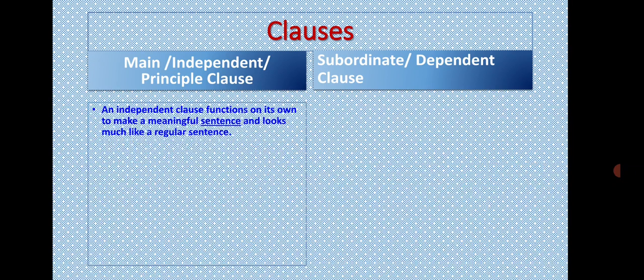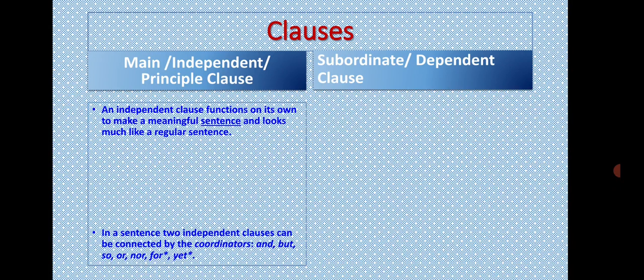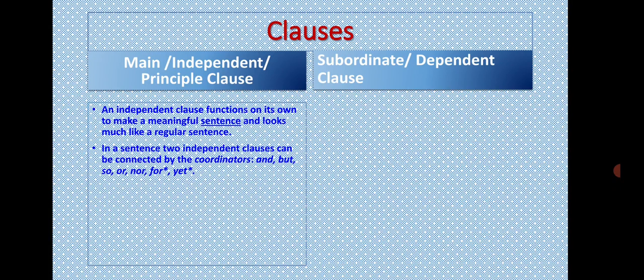Clauses have two main subkinds. One is main or independent or principal clause. Second one is subordinate or dependent clause. Now we will see main clause in detail. An independent clause functions on its own to make a meaningful sentence and looks much like a regular sentence. In a sentence, two independent clauses can be connected by the coordinators and, but, so, or, nor, for, yet.